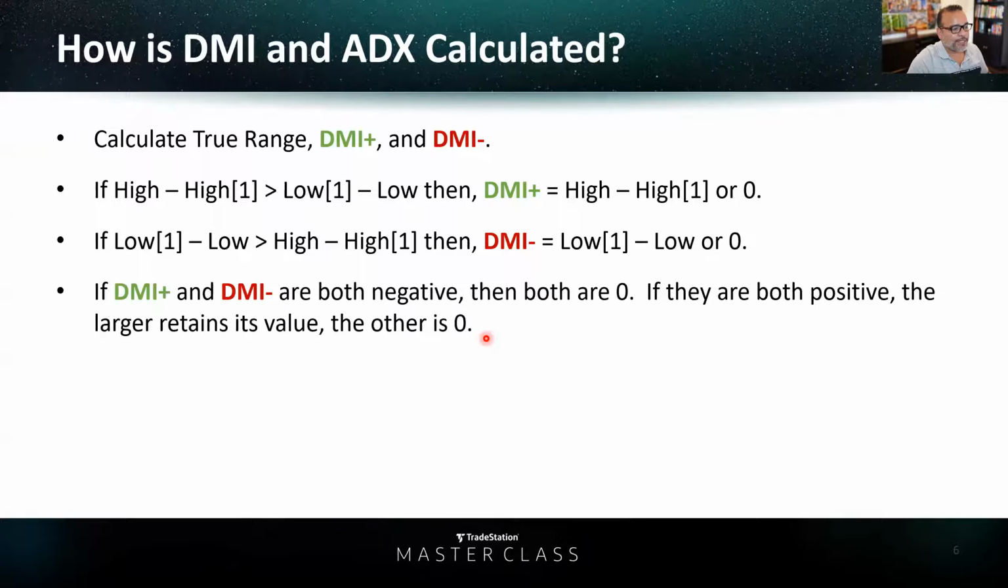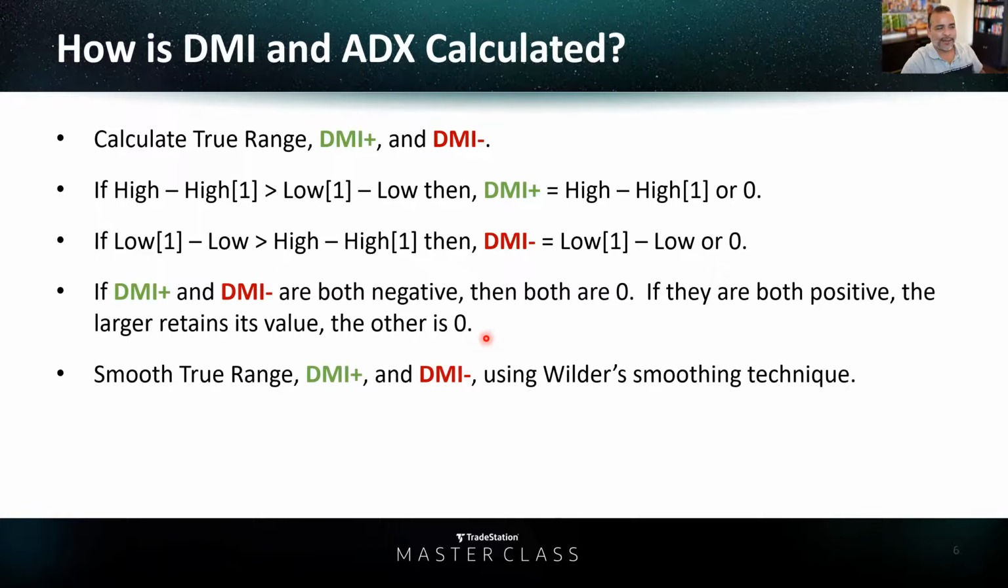If the DMI plus and the DMI minus are both negative, then they're both set to 0. If they're both positive, the larger retains its value and the other is 0. So it's always like a battle between these 2 calculations, and whichever value is bigger, that value gets added on to its bucket, the other one is set to 0. And that's how the values are calculated from bar to bar.